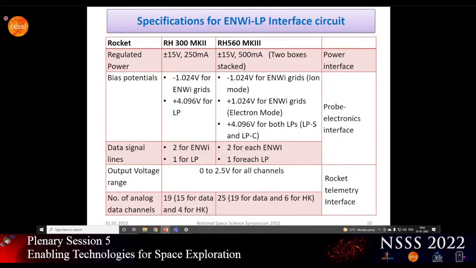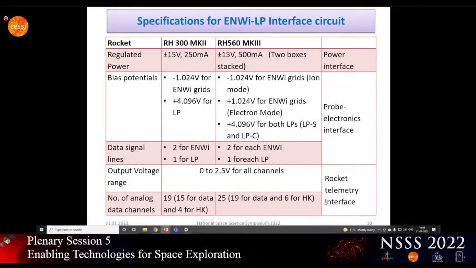So front-end design starts there, and now we have some interfaces which also play their role in designing the total electronics. The first is the power interface, which is the battery. The battery power requirement is given, and the regulated power will be obtained from the sounding rocket. The next is the probe electronics interface, which has two sets: the bias potentials, which need to be given from the electronics to the probes, and the data signal lines, which carry the signals or data from the probe to the electronics.